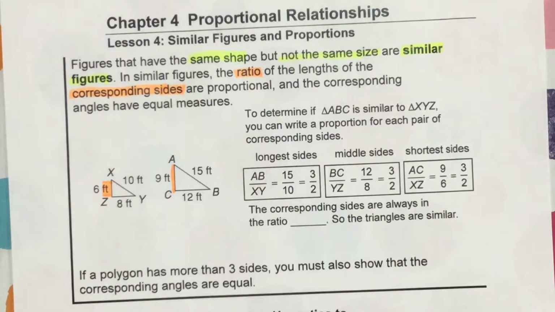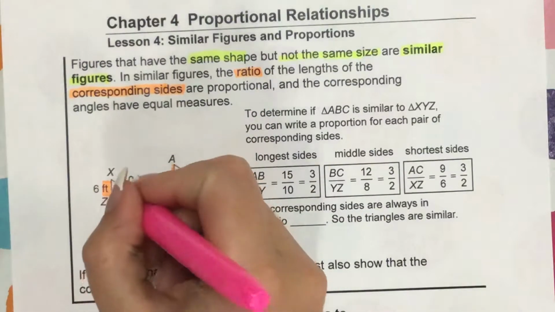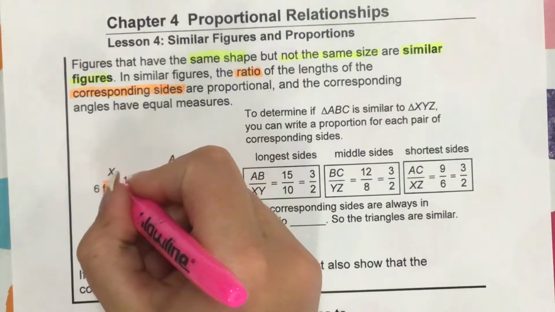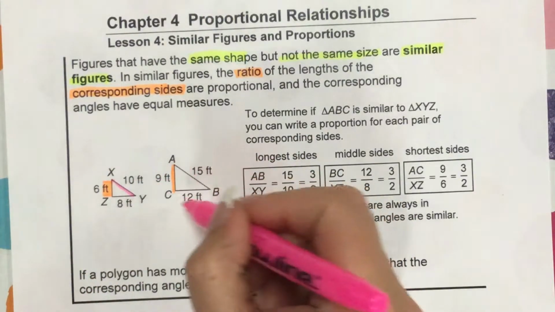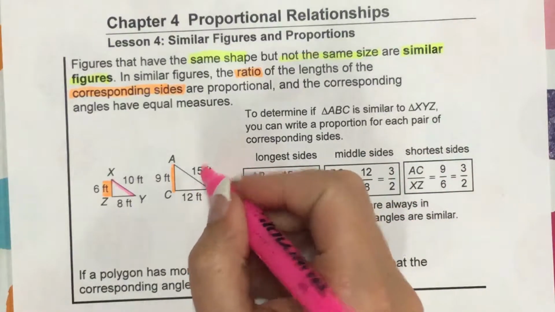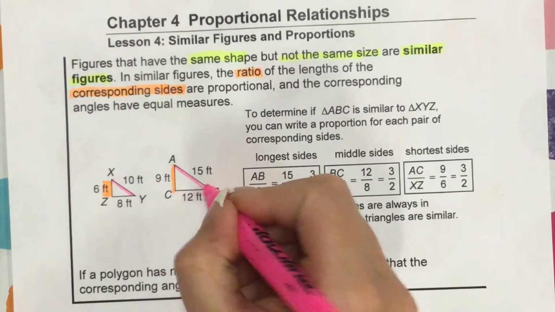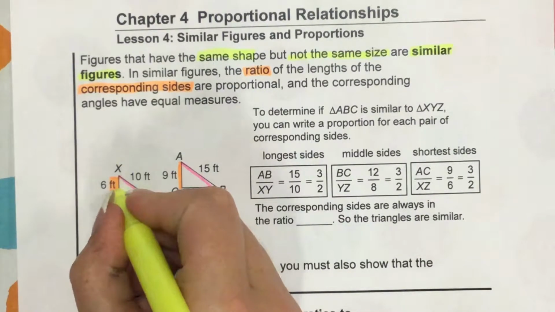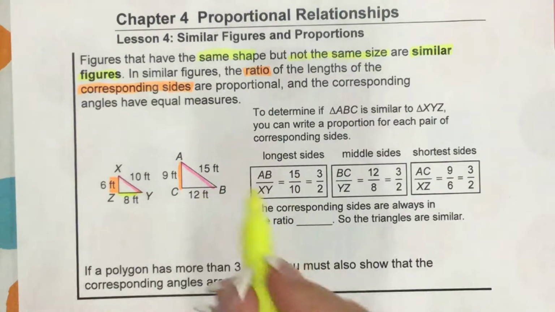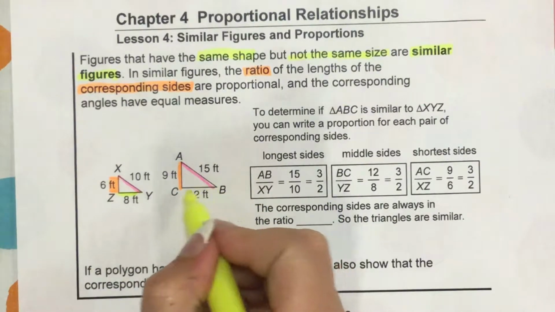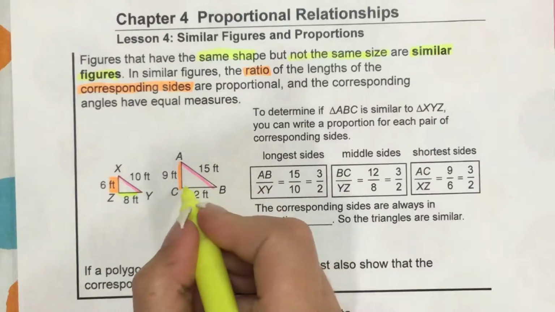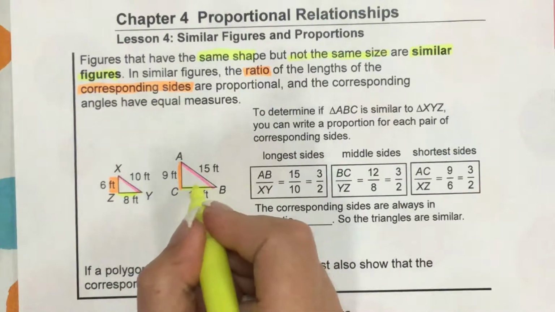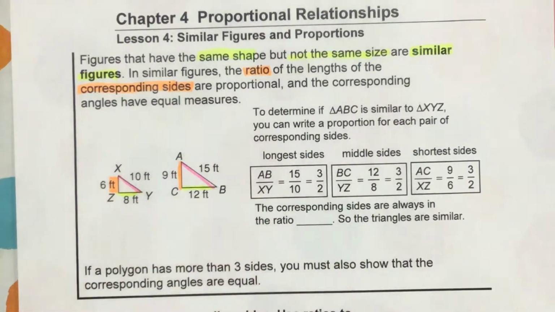Those are corresponding. Now, what would be the biggest side? Well, the biggest side in this triangle would be 10. And the biggest side in this triangle would correspond with the biggest side in this triangle, which would be 15. So those sides would be corresponding. And then lastly, you have the side that's in the middle, which would be 8 here. And so that would correspond with the side that's in the middle of the smallest and the biggest, which would be 12. So these two would be corresponding sides.